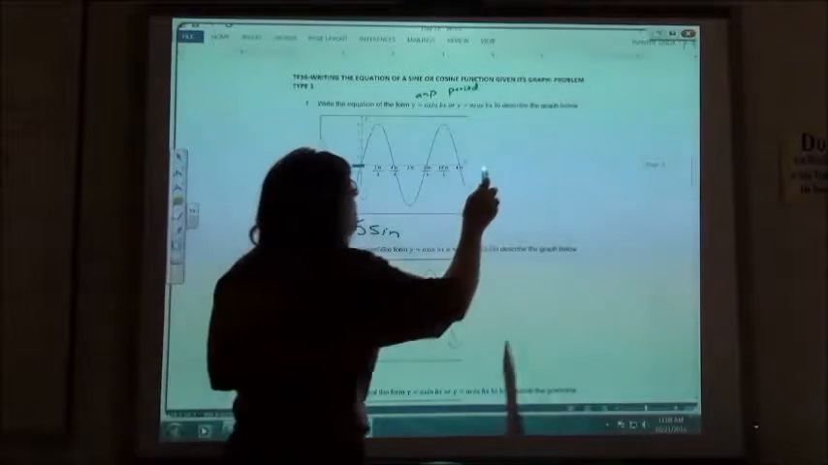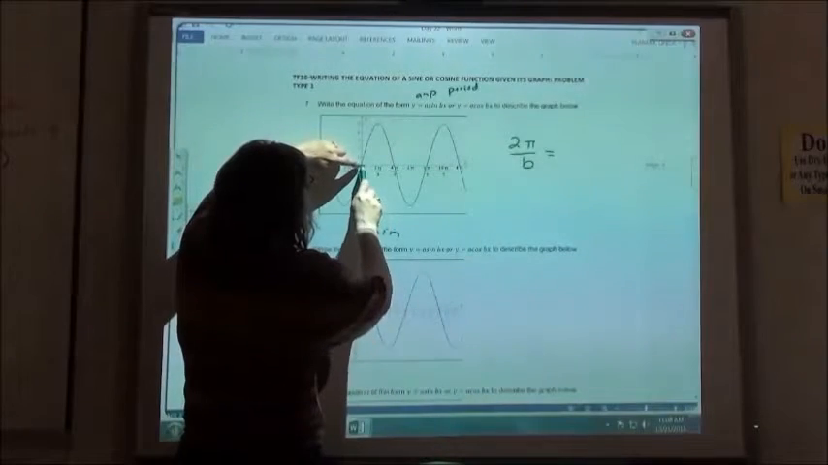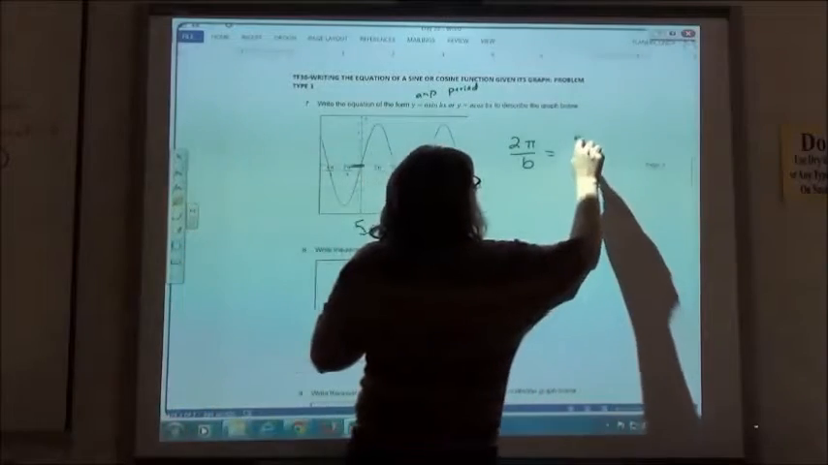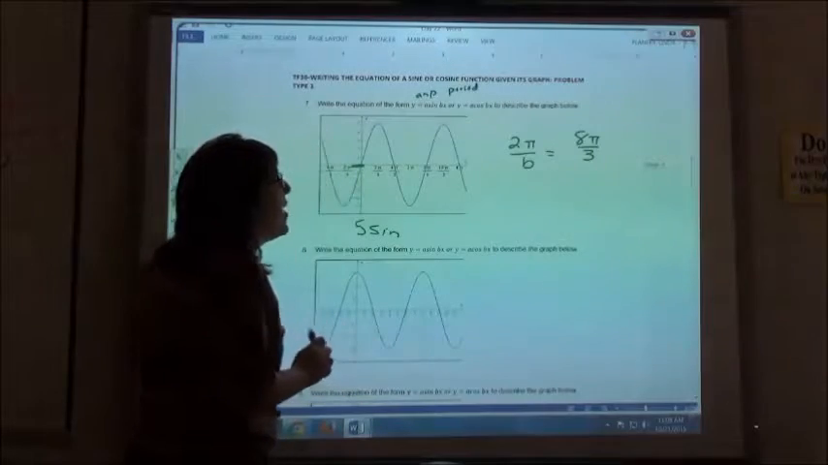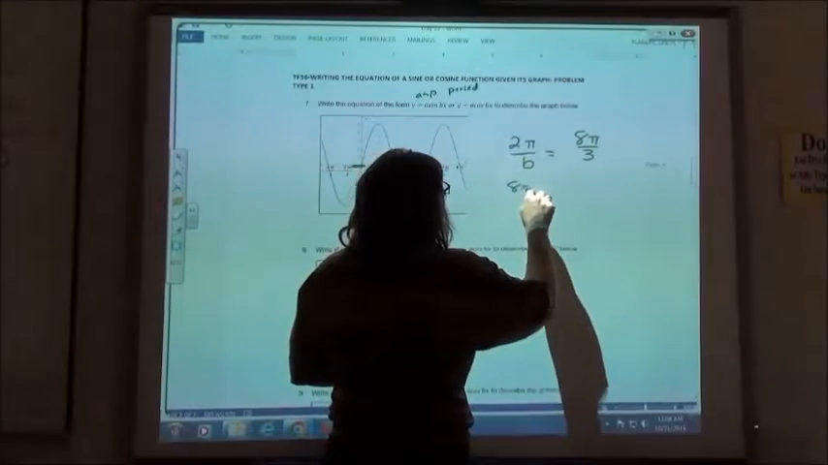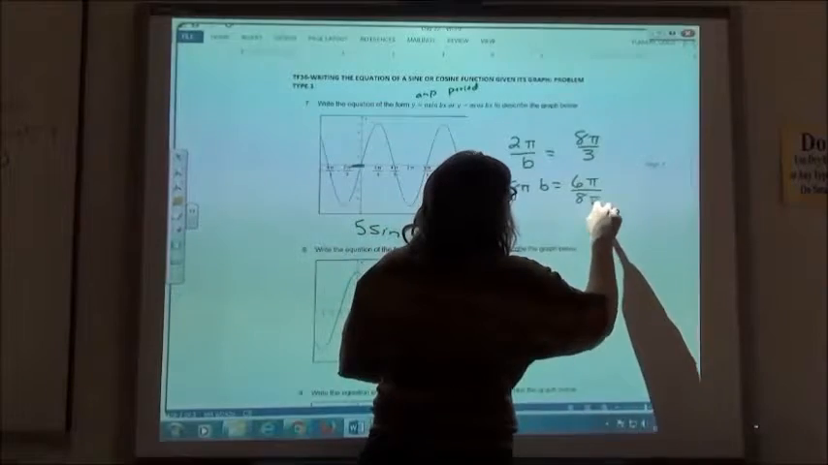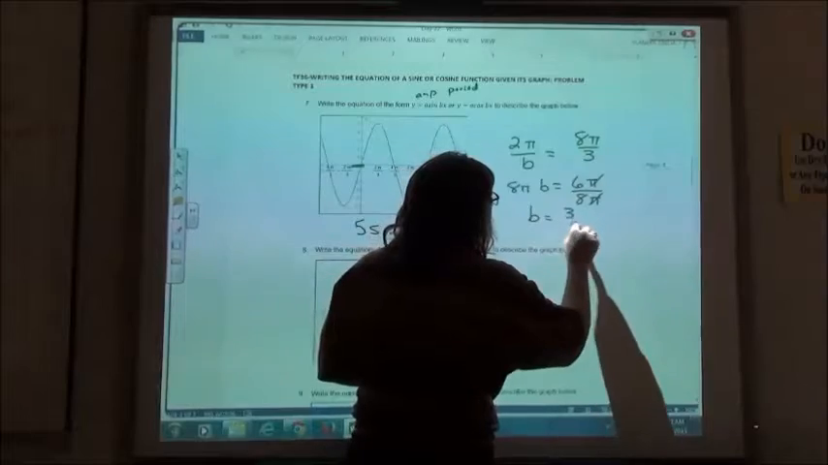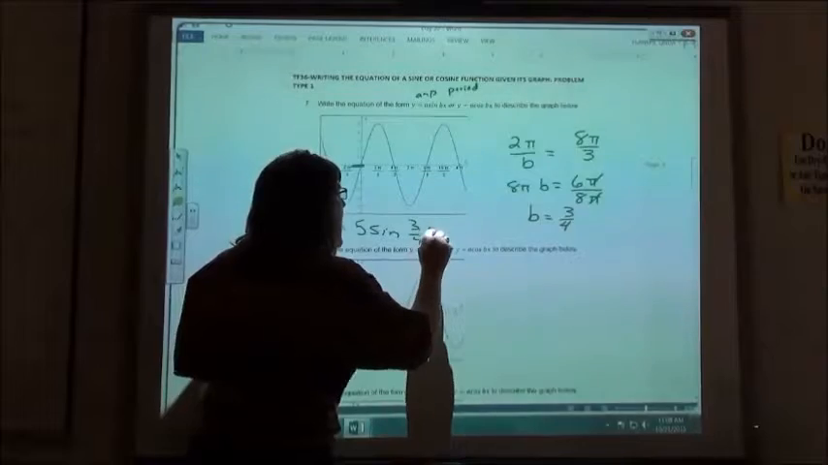And then I have to know that for the period, we have 2 pi over b, and I look to see what the period is. This one goes from 0 to do 1 complete cycle, it's 8 pi over 3. So 2 pi over b equals 8 pi over 3. I'm going to cross multiply to solve. So 8 pi b equals 6 pi. I'm going to divide by my 8 pi. So b is going to equal, pi's cancel out, I can reduce that down to 3/4. So my b value is 3/4, so I have 3/4 x.